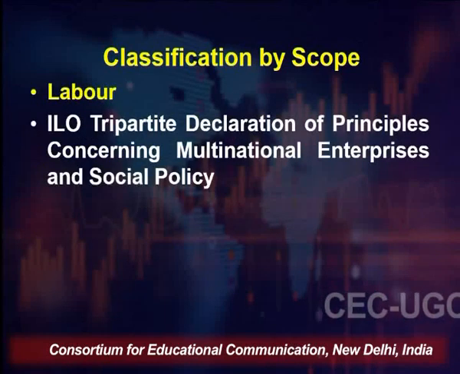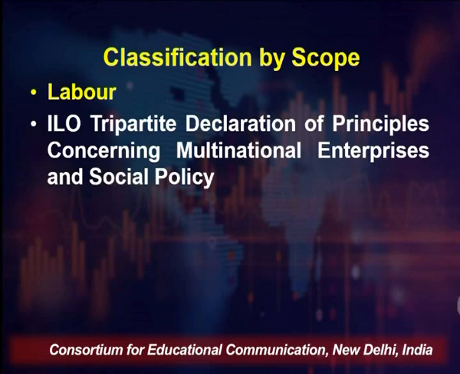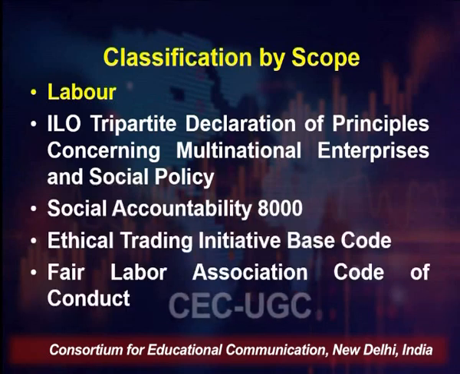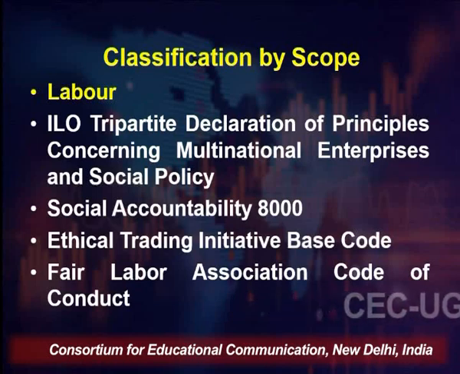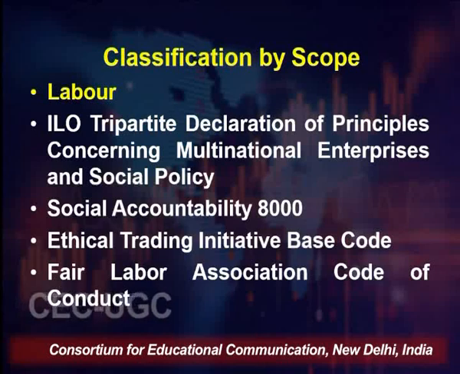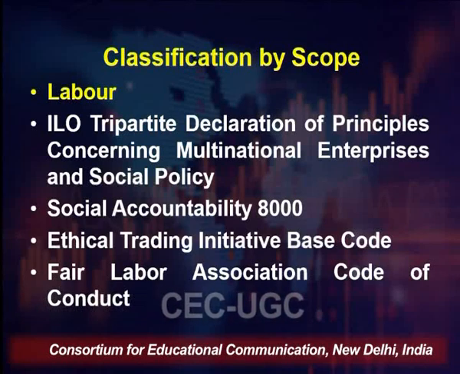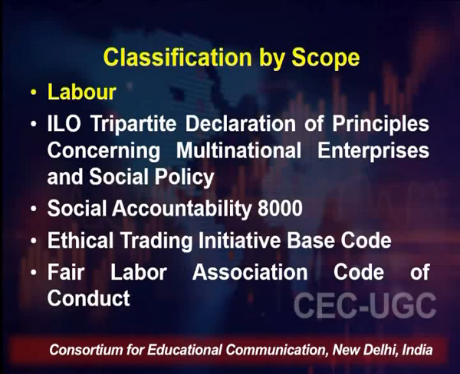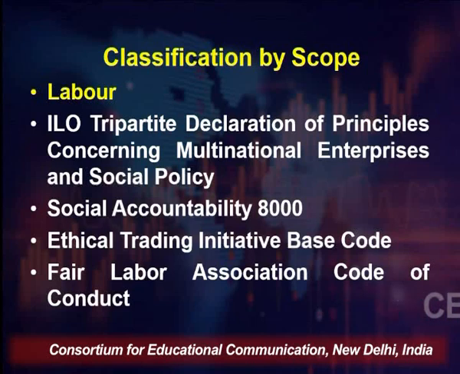If your concern is towards labor, then of course the ILO is the leading institution. The ILO Tripartite Declaration of Principles is concerned with multinational companies operating in different parts of the world, and of course social policy as well. Social Accountability, that is SA 8000. The Ethical Trading Initiative base code is also concerned with labor issues. Fair Labor Association Code of Conduct. So these are to exemplify some of them.